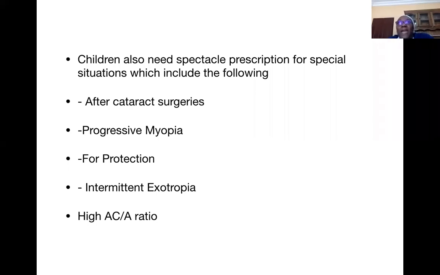whereby to protect the eye maybe from trauma, maybe the child has lost vision in one eye, and then for certain conditions to prevent glare, like in albinism and aniridia, whereby the glare can affect the vision. And then in certain strabismus like intermittent exotropia, and then a condition whereby there is a high accommodative convergence to accommodation ratio. We'll come to that. I'll explain it further.